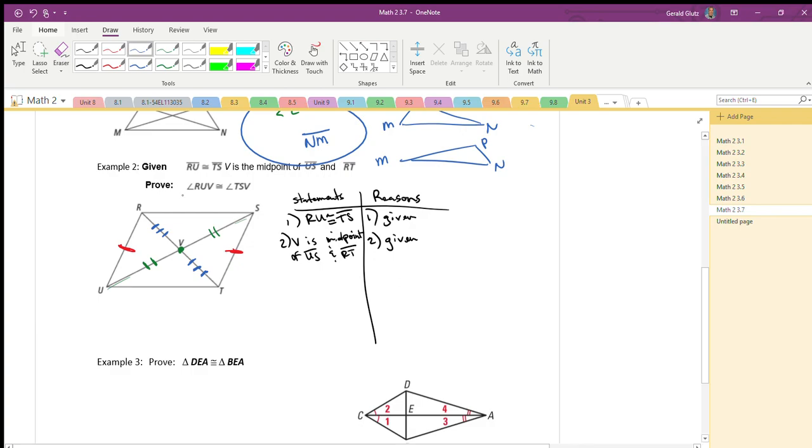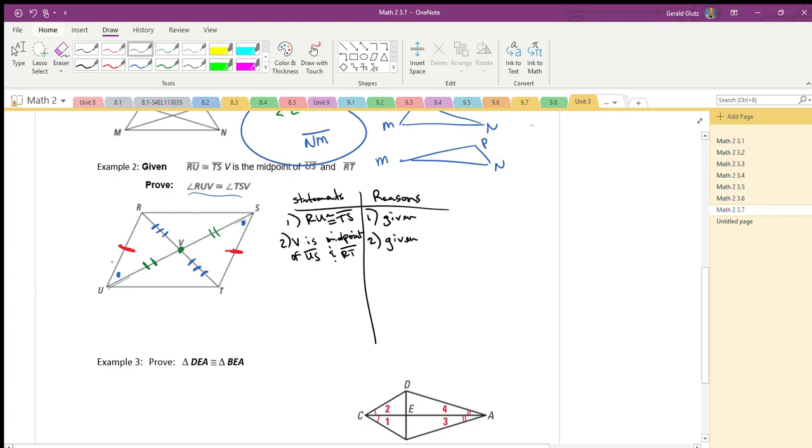Remember, our goal is to prove that angle RUV is congruent to angle TSV. So RUV would be this angle, TSV is this angle. So some of you may be thinking, well, those are alternate interior angles. Can't we just say that? We cannot use that because they are alternate interior angles, but we don't know if they're congruent because we don't know if these lines are parallel. So that's why we can't say that.